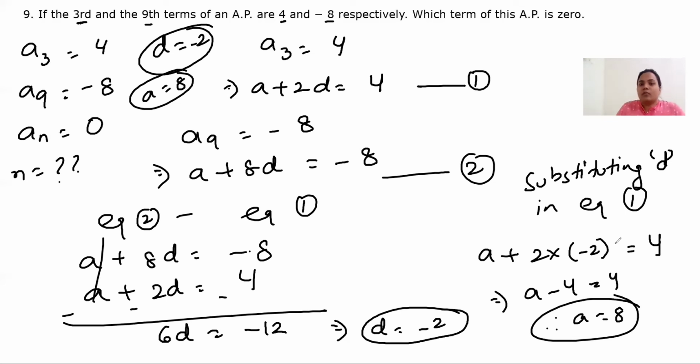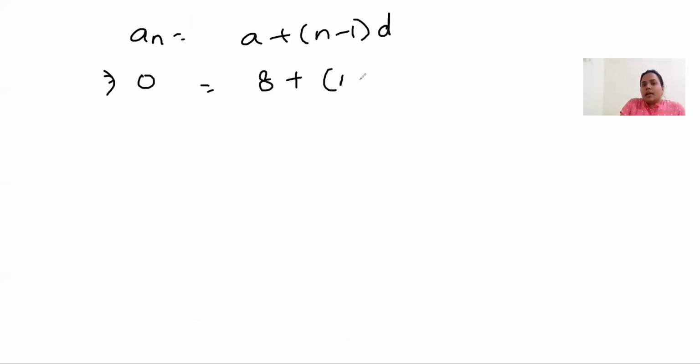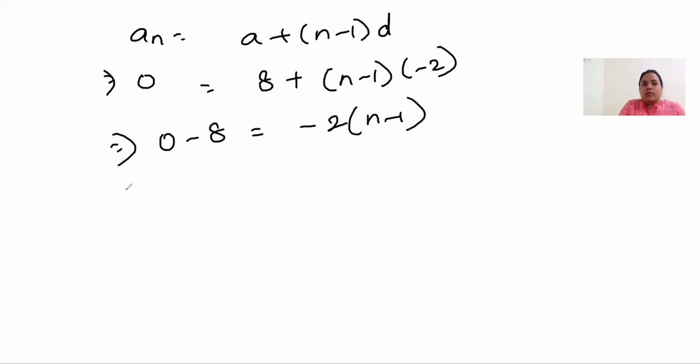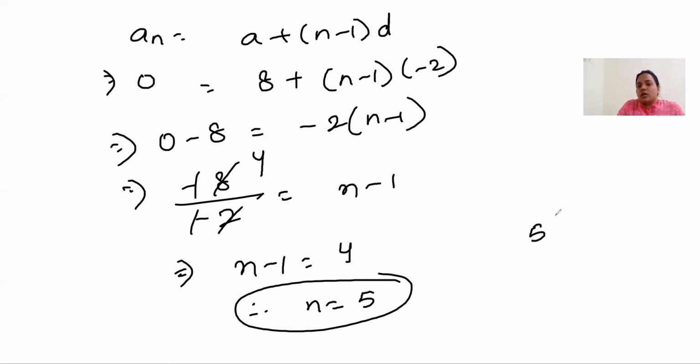We have A and D and we have to find N. So, AN is equal to A plus N minus 1 D. This AN is 0. A is 8. N minus 1 into minus 2. 0 minus 8 is equal to minus 2 into N minus 1. Minus 8 upon minus 2 is N minus 1. This will be 4. Implies that N minus 1 is 4. Therefore, N is equal to 5. So, in this AP, the fifth term is equal to 0.